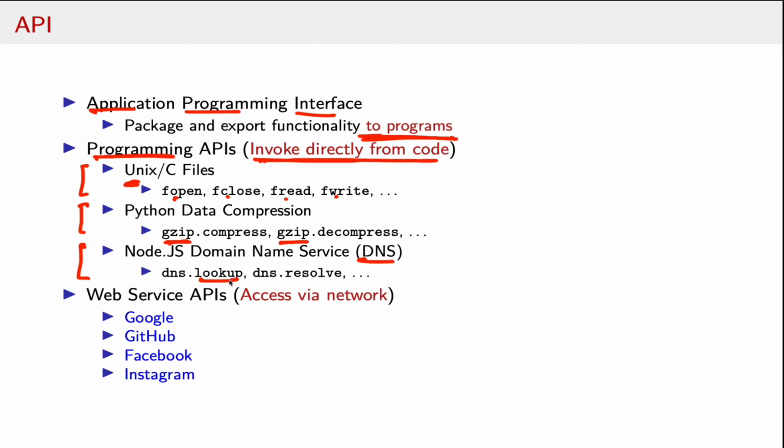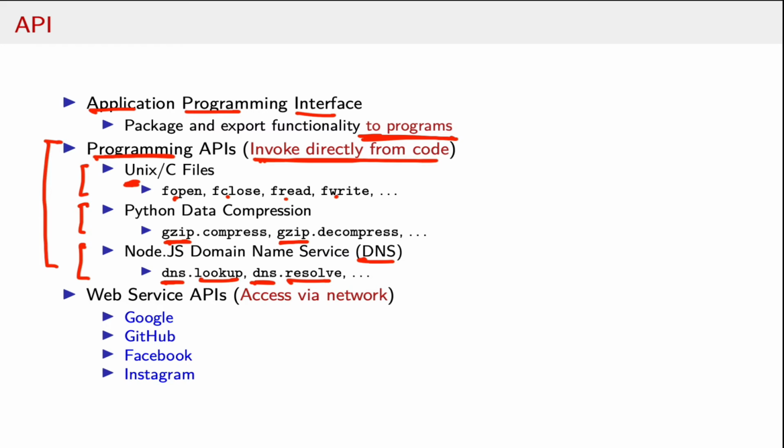You can look up addresses, you can resolve addresses, and those are all part of this DNS package that's defined as an application programming interface that gives you access to some functionality by just importing it into your code and invoking it. So again, these are programming APIs that we're going to invoke from our code, but we can also define APIs that are accessed in different ways.